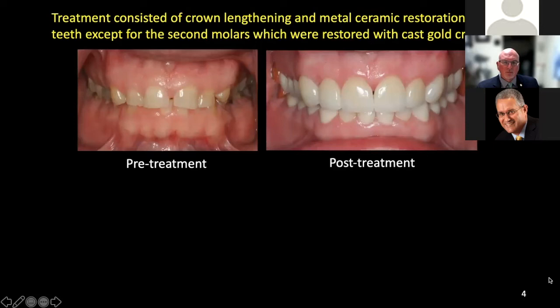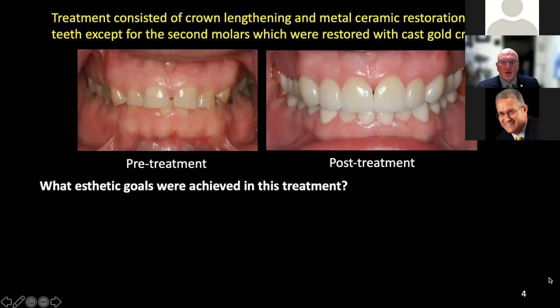Treatment consisted of crown lengthening and metal ceramic restorations on all teeth except for the second molars, which were restored with cast gold crowns. What aesthetic goals were achieved in this treatment?